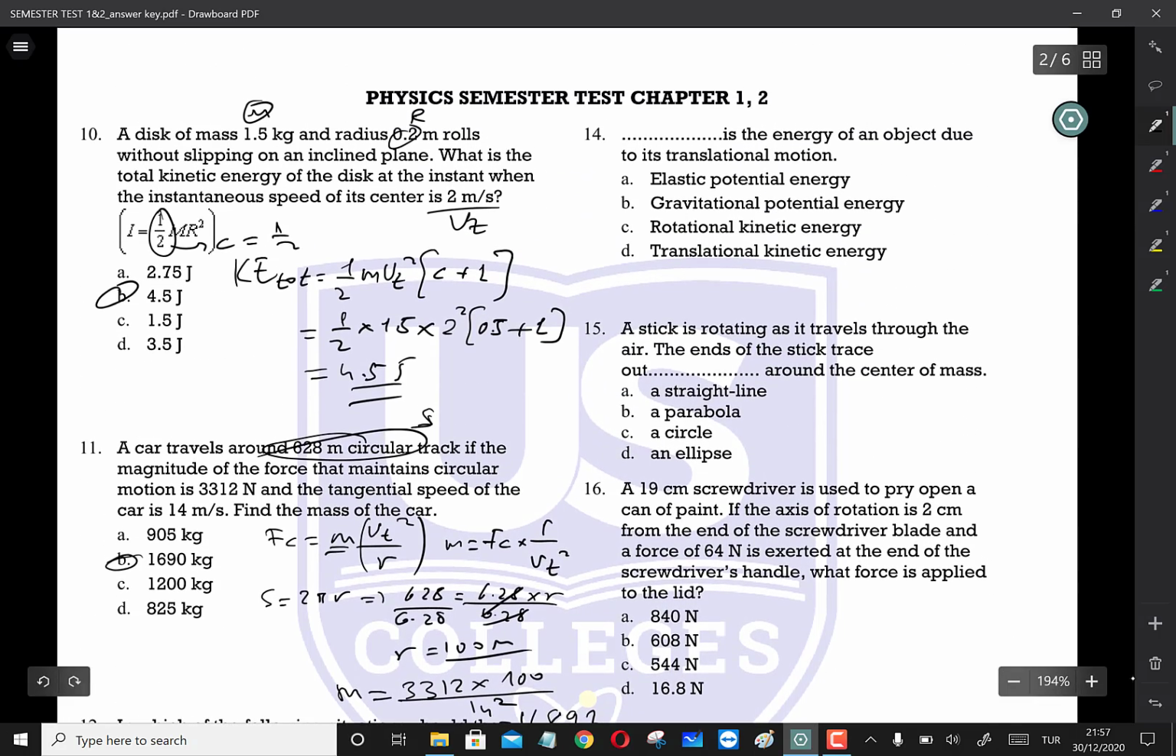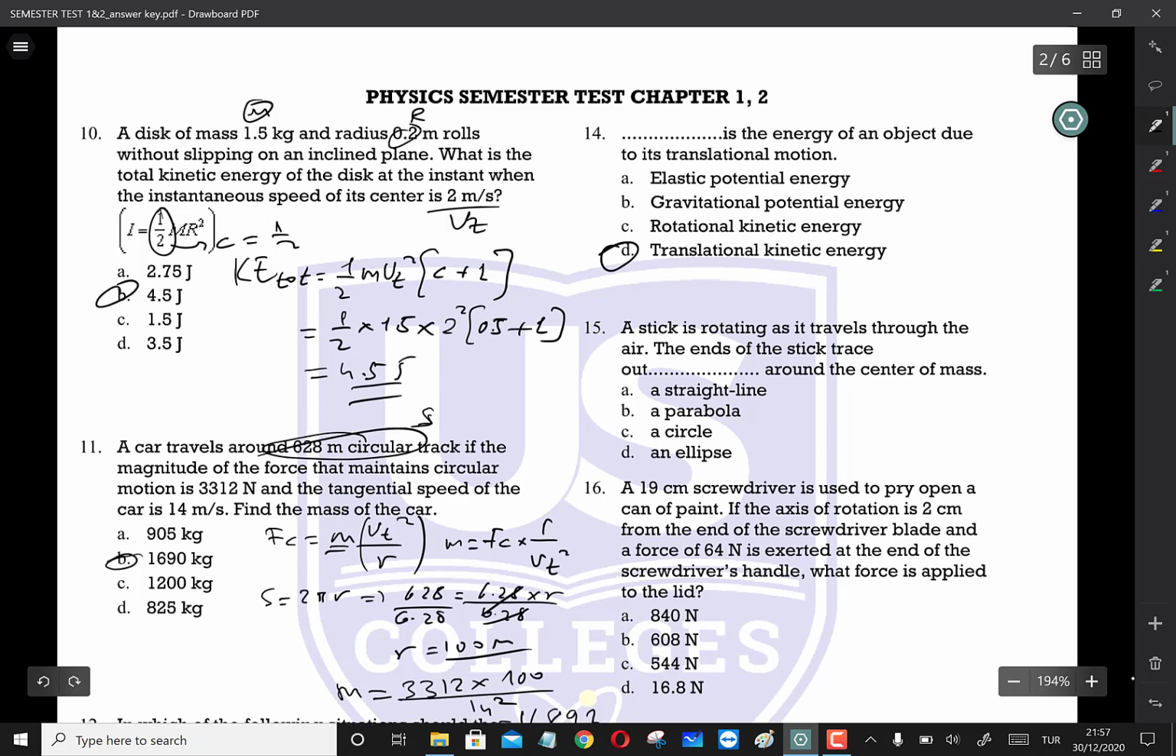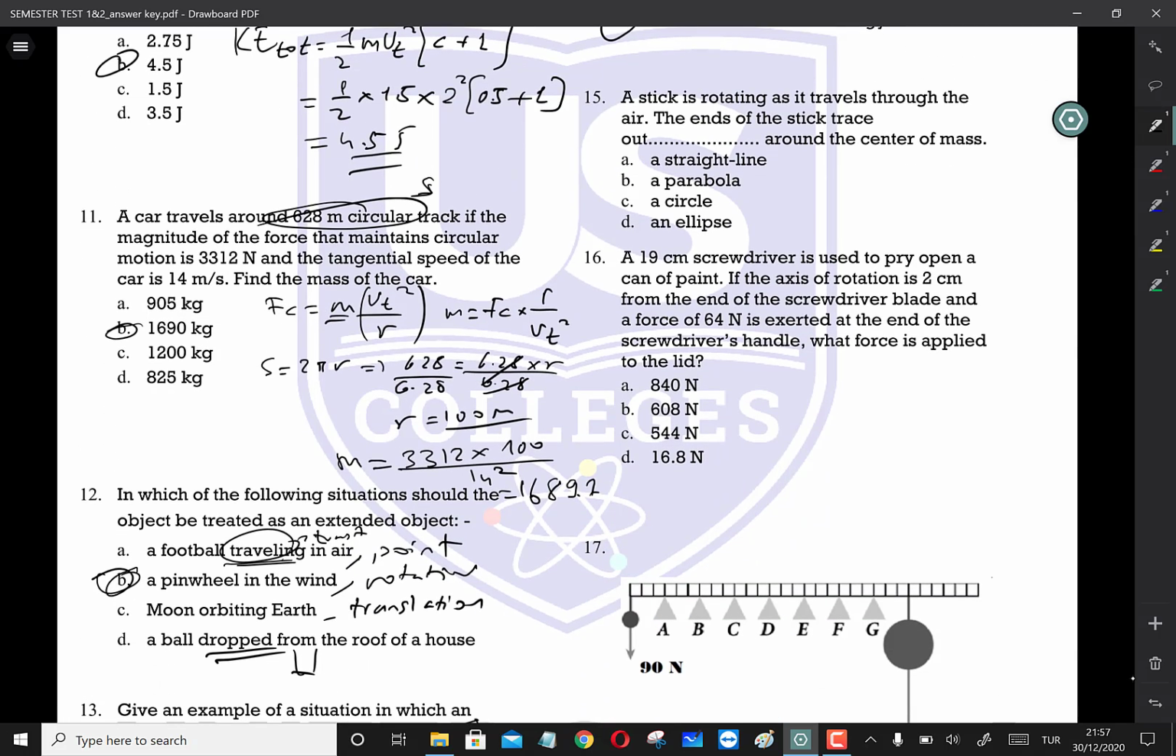And question number 14: the energy of one object due to its translational motion is known as translational kinetic energy. The stick is rotating as it travels through the air. The ends of the stick trace out a circle around the center of mass.